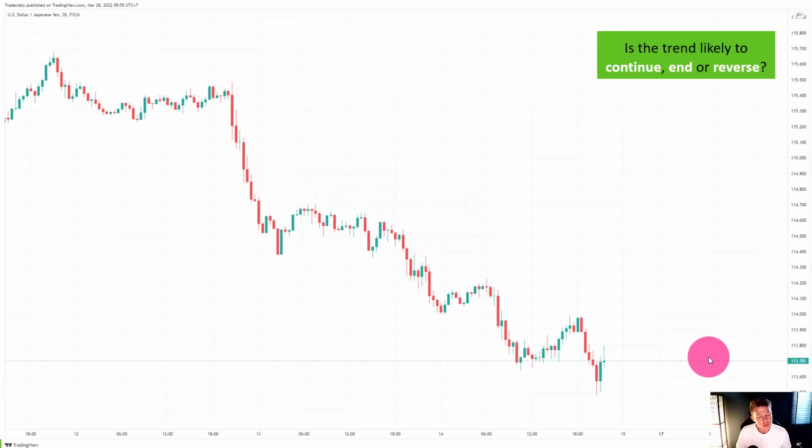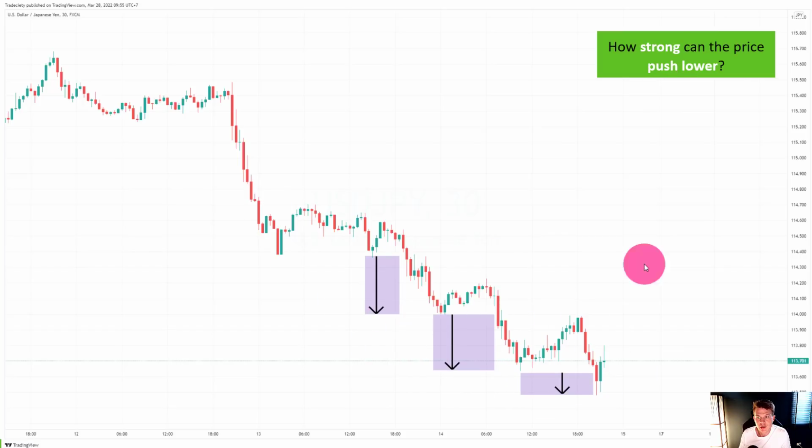Whenever I pull up a chart, I ask myself, is the trend likely to continue, to end, or to reverse? And then I try to find confluence factors and to just look at what is going on here. And first you can ask yourself, how strong is the price able to push lower? Obviously we are in a downtrend, and when we just look at the lows, you can see the market is able to push lower into a lower low.